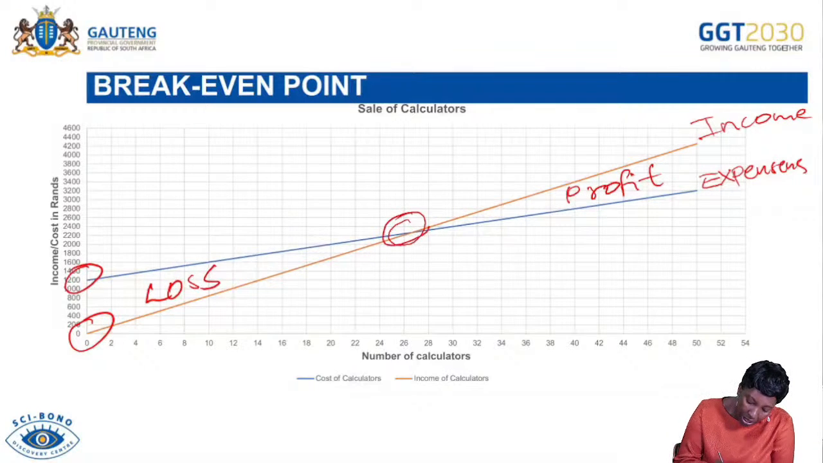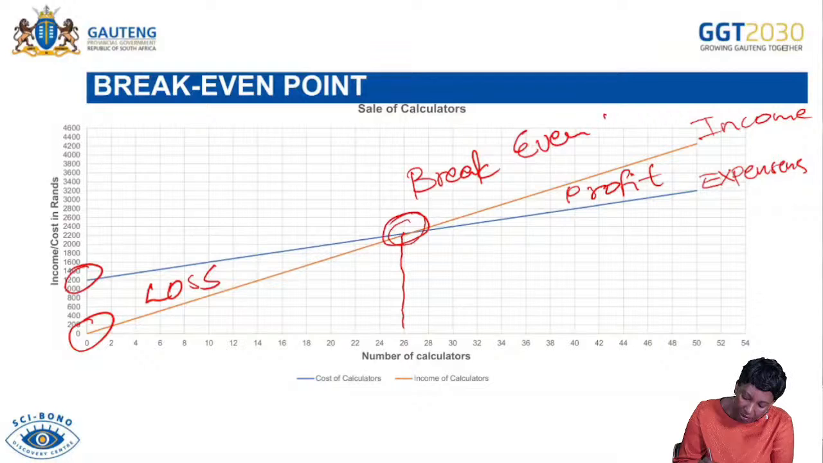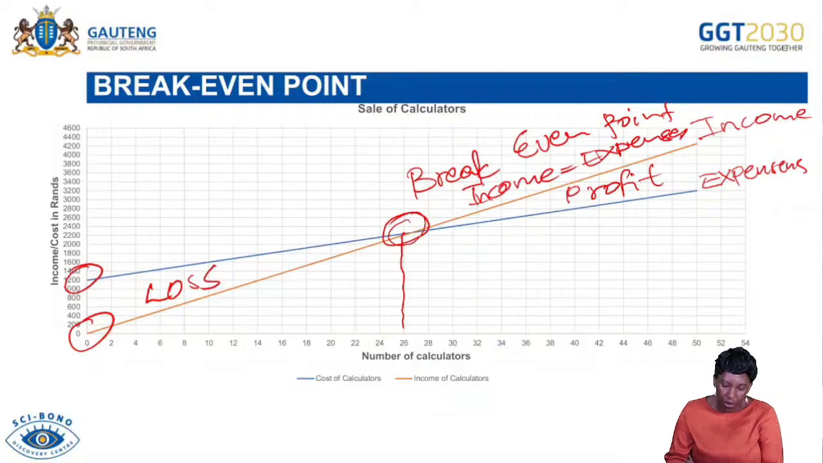And then this point at 26, you need to be exact, boys and girls, not an estimation. You need to be very accurate here. This is your break-even point. And on a break-even point, we say income is equal to expenses. That is your break-even point.